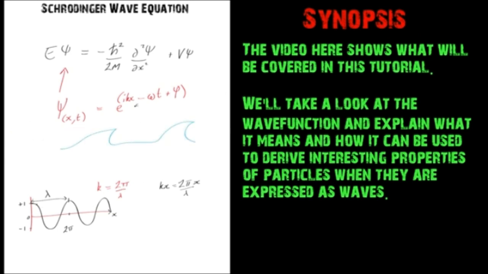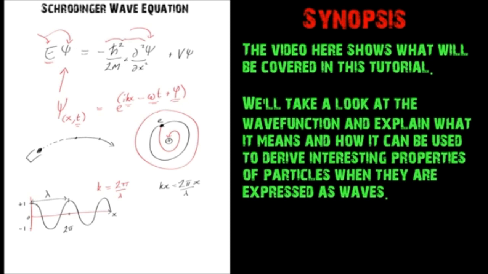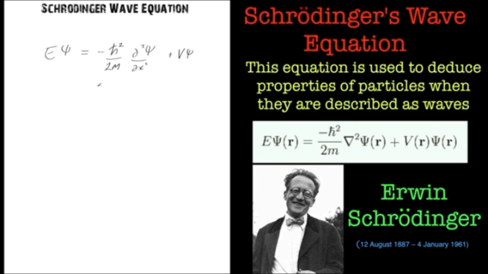The idea is not to be able to derive Schrodinger's wave equation, although there are many tutorials out there that can do that. I'm hoping to be able to explain what the wave function itself means. It's about explaining the wave-particle duality of matter. Okay, so let's have a look at the Schrodinger wave equation.